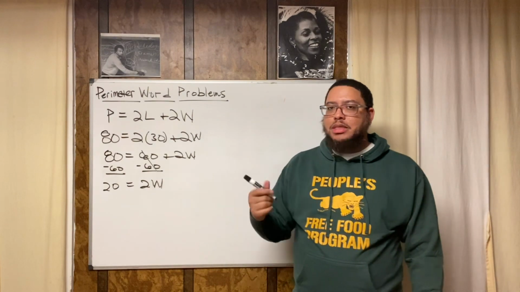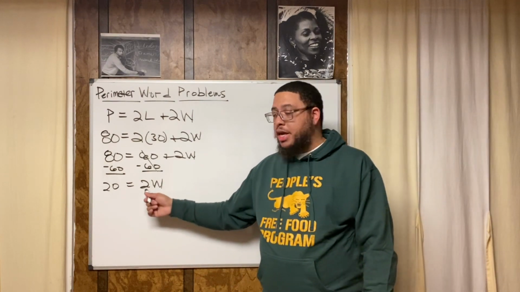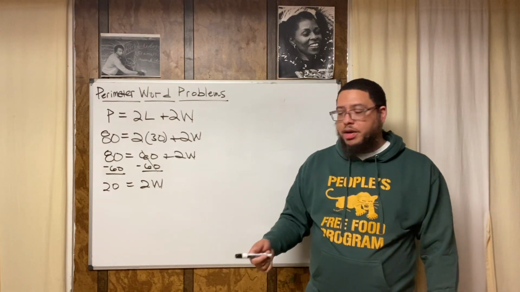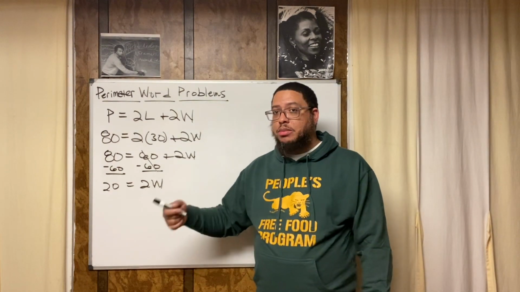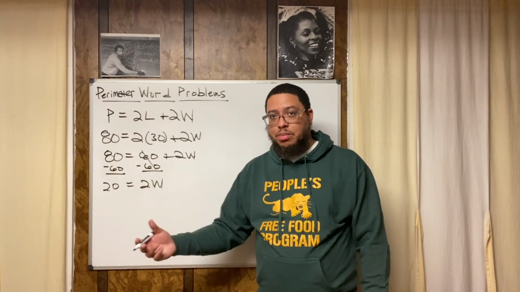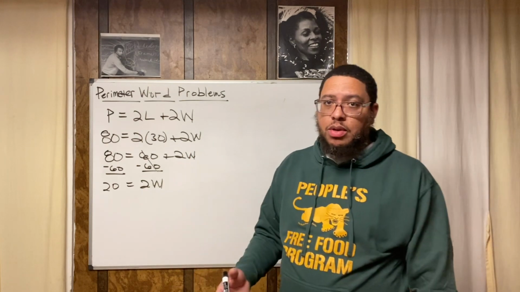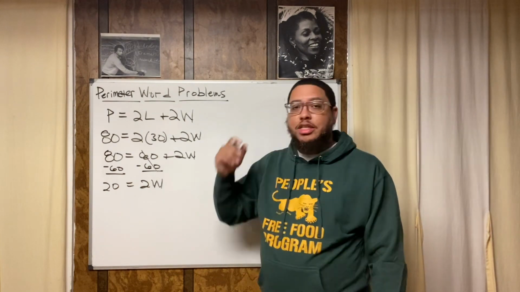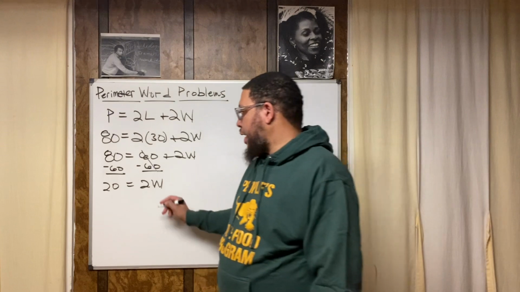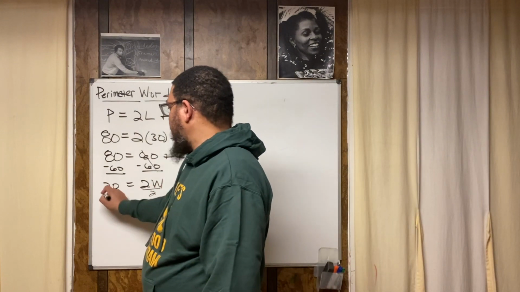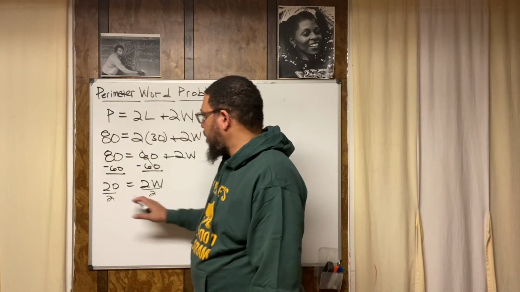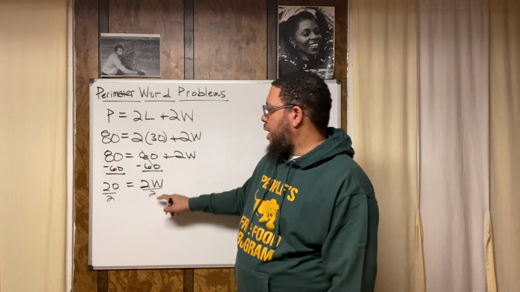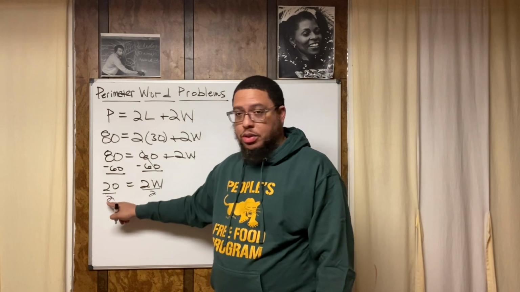You always do the opposite operation from what the number you're trying to get rid of is involved in already. 2W means 2 times W. The word times means multiply. So in order to get rid of 2, I've got to do the opposite of multiplication, which is division. So I've got to divide by 2 on the right side, and divide by 2 on the left side. I've got to keep everything balanced. Notice how I'm balanced. I subtract 60 on the right, subtract 60 on the left. I divide by 2 on the right, I divide by 2 on the left.